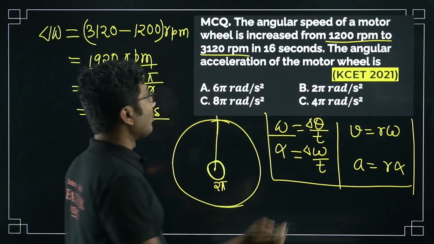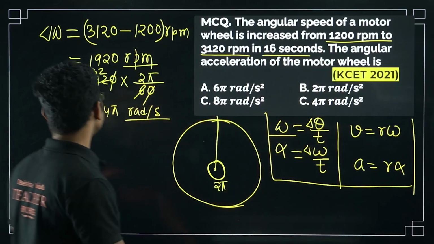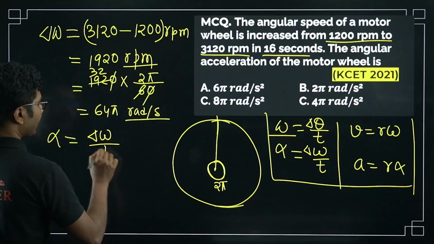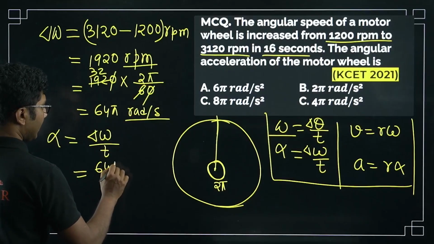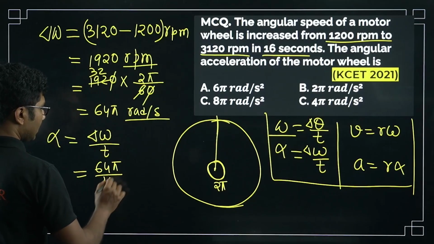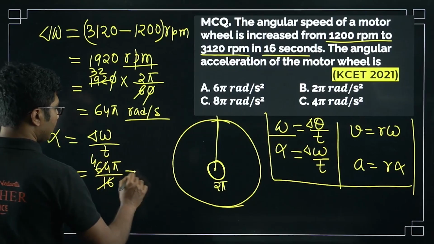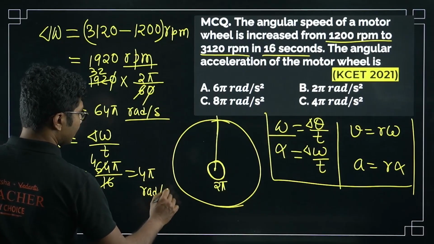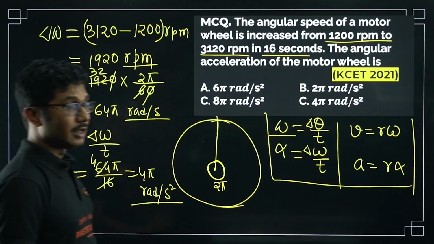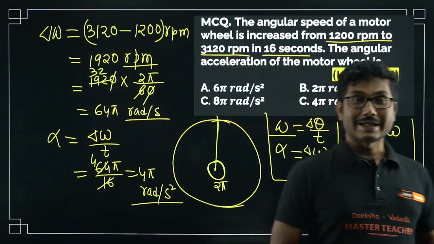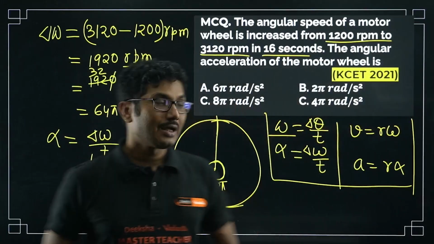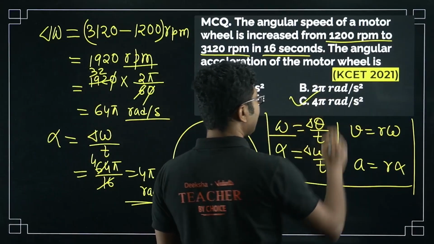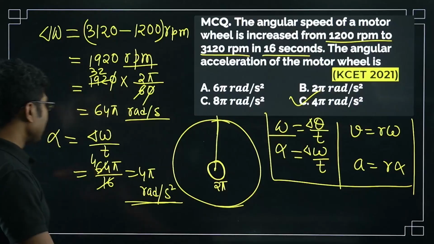Now what is the time? Time given is 16 seconds. So what is alpha? Alpha is delta omega by time. So 64 pi divided by 16, so it will be 4. So it is 4 pi radian per second square, similar to the unit of acceleration. In case of acceleration it was meter per second square. In case of rotational motion it is radian per second square. So the correct answer is 4 pi radian per second square. So this is the correct answer, right?